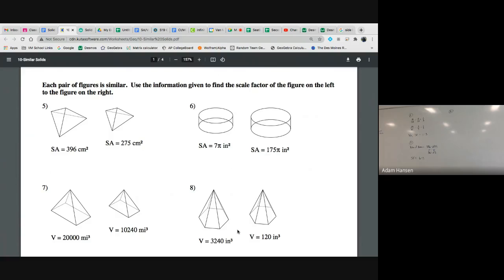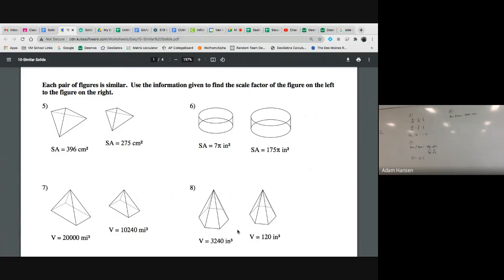I need to find the scale factor if I've been given the ratio of volumes. So let's start with that. Ratio of the volume from the left to right would be 3240 to 120. How do I take the volume ratio that's been cubed and get back to the scale factor? If the square root cancels out the second power, what root cancels out the third power? Cube root, or third root.